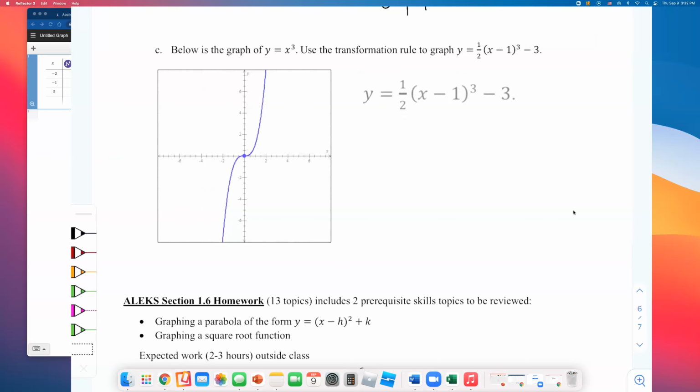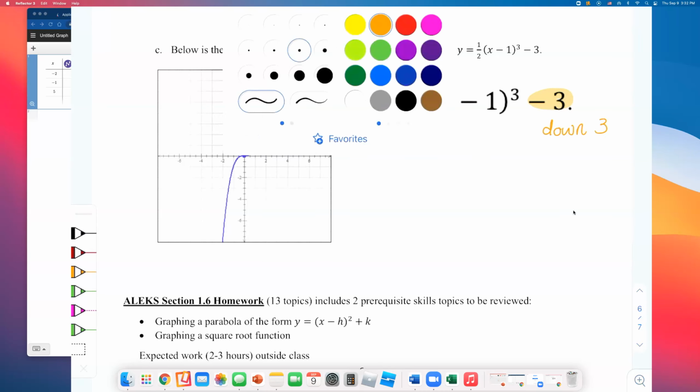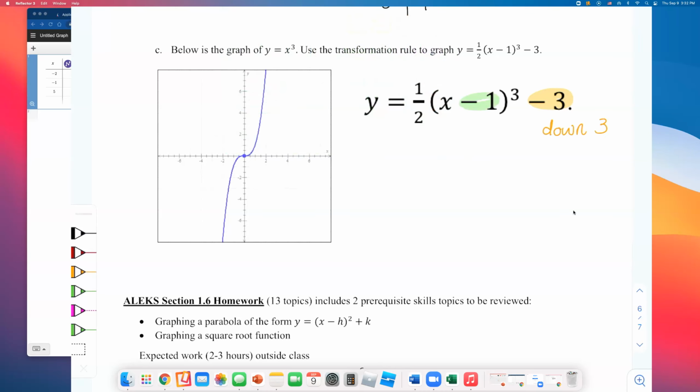Okay. If I look, I have a -3 outside. That will shift the graph down 3 units. I can also see there is -1 inside. This will shift the graph right 1 unit. So I see there is a point plotted here. I'm going to move that point in those directions.